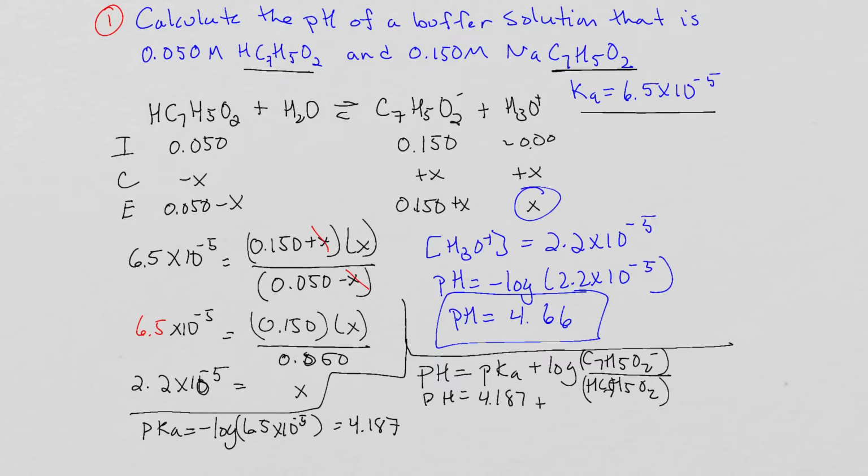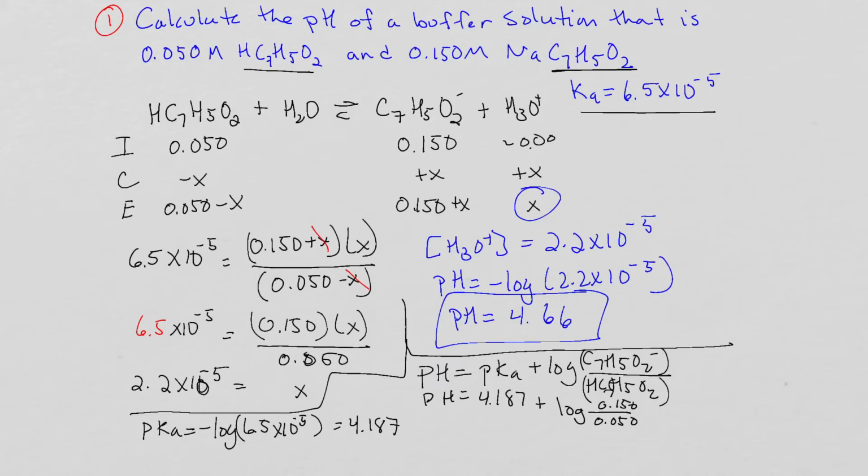So we have the pH is equal to 4.187 plus the log, and if we look at our problem, our acid concentration is 0.05, our conjugate base is 0.15, so we have the log of 0.15 over 0.05.